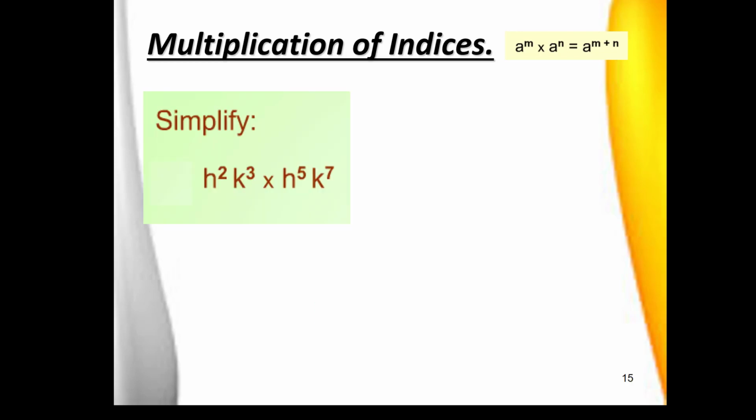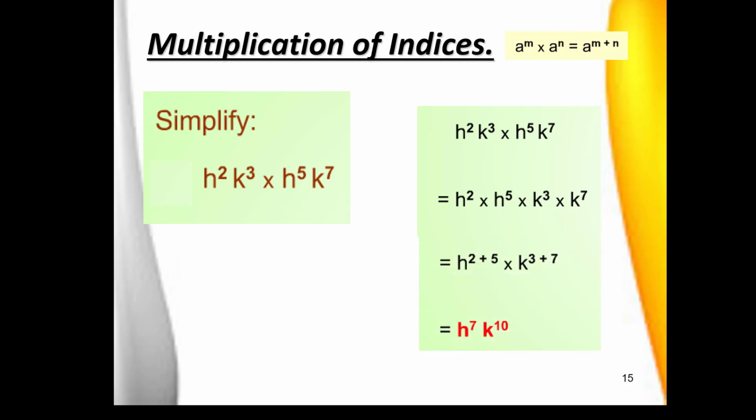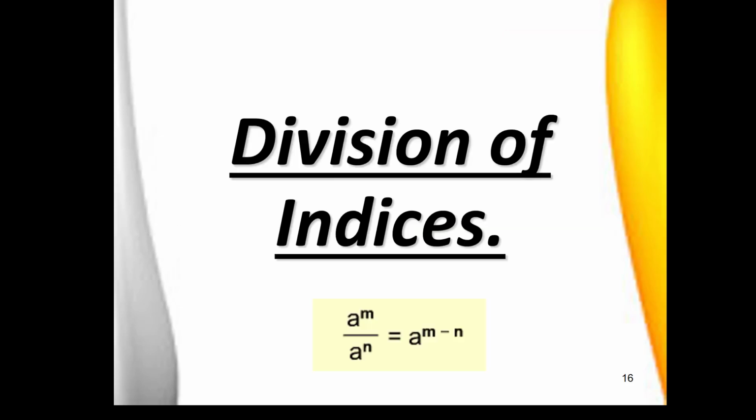For example, the next one. Okay, you actually have come across this before. So h square k cube, h5 k7. So you know that you got to group them, same like just now. You group the h with the h, k with the k. So the h and h put together, you have 7 of them. The k and k put together, you have 10 of them. So you have h7 and k10. So this is how you do this one.